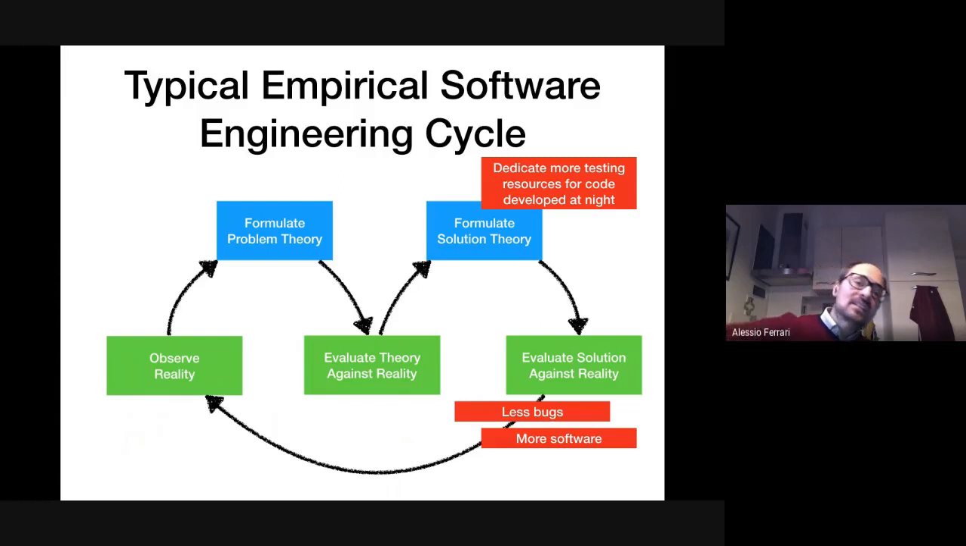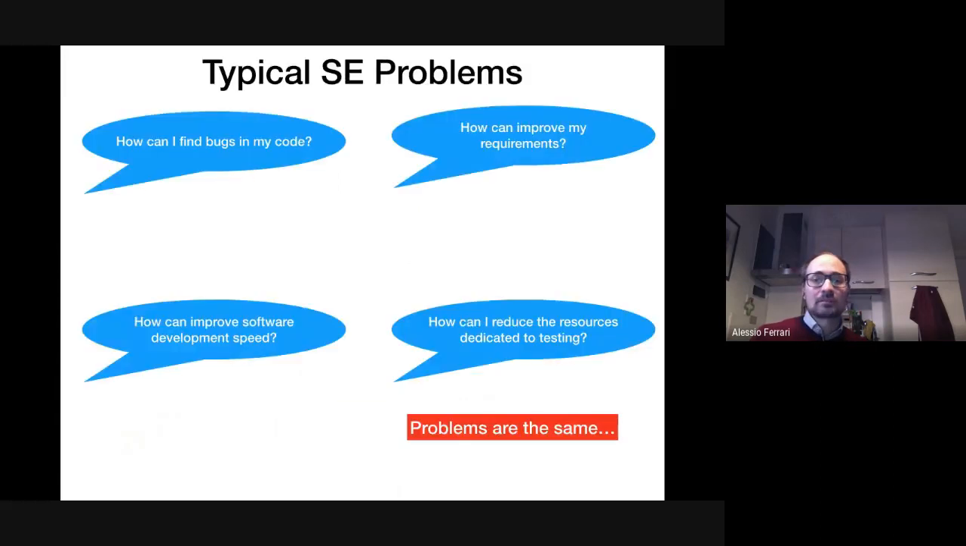So this is the typical cycle of empirical software engineering. Start from reality, formulate a problem theory, check that my theory actually works against the reality, basically check that my theory is right. Then try to formulate a solution theory. And finally, try to evaluate the solution against the reality, observing the reality again, to see that I didn't interfere with other aspects.